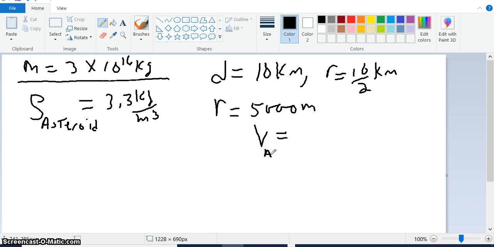The volume of this asteroid, V sub A, where A stands for the asteroid, is going to be 4 pi divided by 3. Remember, anything that's spherical always has the same equation. Then 5,000 meters, and you have to cube that.